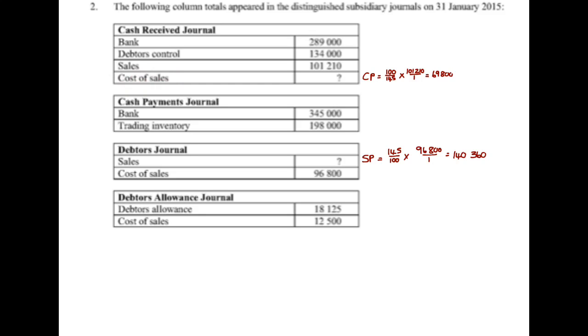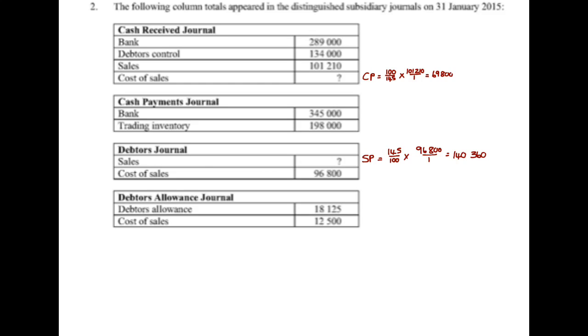First of all, to get cost price, I take cost price is equal to 100 over 100 plus markup times the selling price of 101,210. That gives me a total cost of sales of 69,800. Then in the debtors journal, to find the sales amount, I take the 140, which is 100 plus the markup, over 100 times the cost of sales or the cost price over 1, and that gives me 140,360 in total.